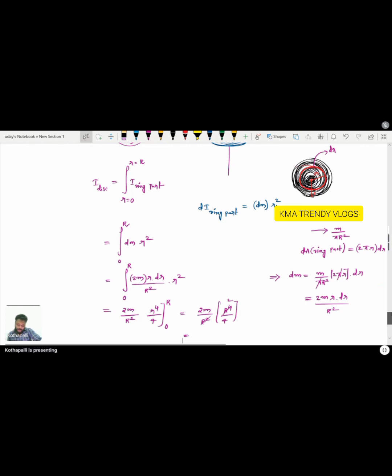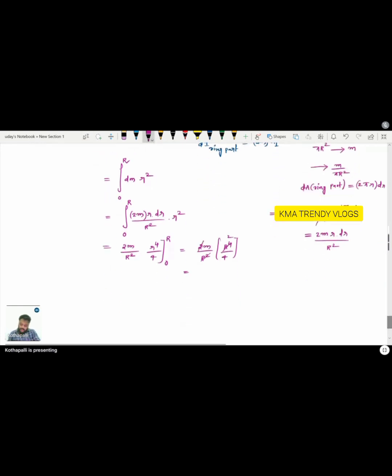Then it will be 2 times. Then what is left? M capital R square by 2, which means the moment of inertia of a disk about its own axis is MR square by 2. In the SI system, the unit is kg meter square, I'm writing.